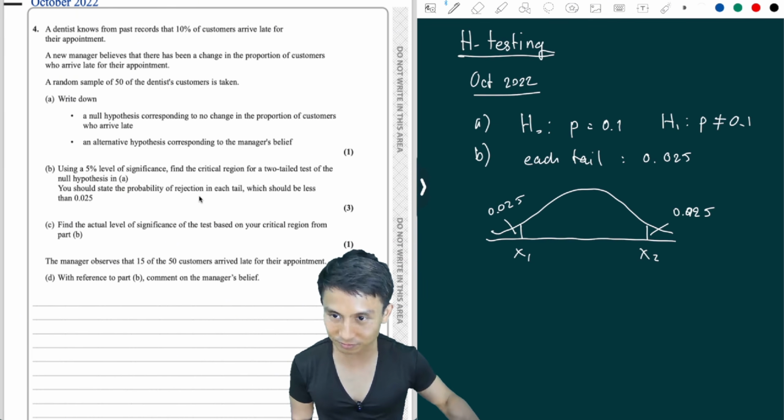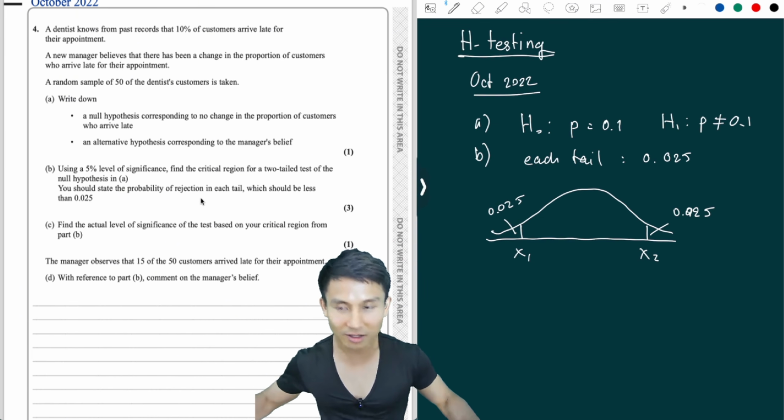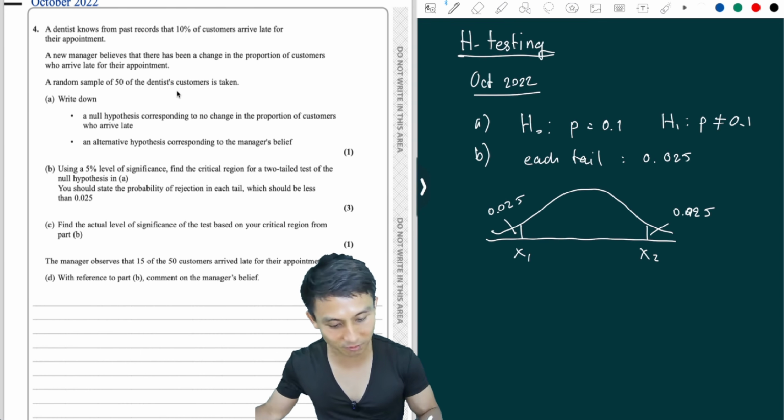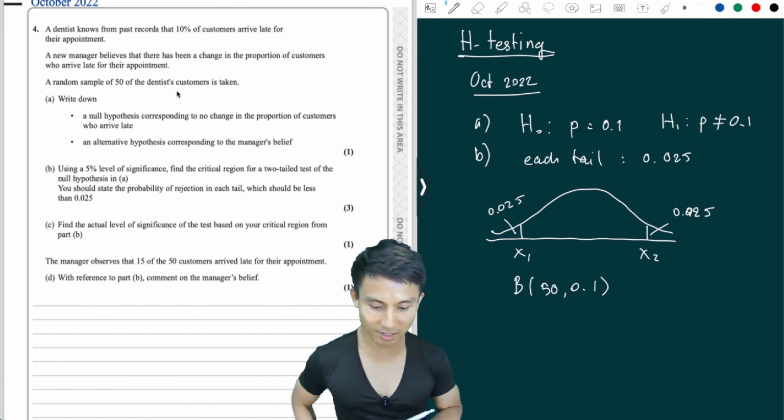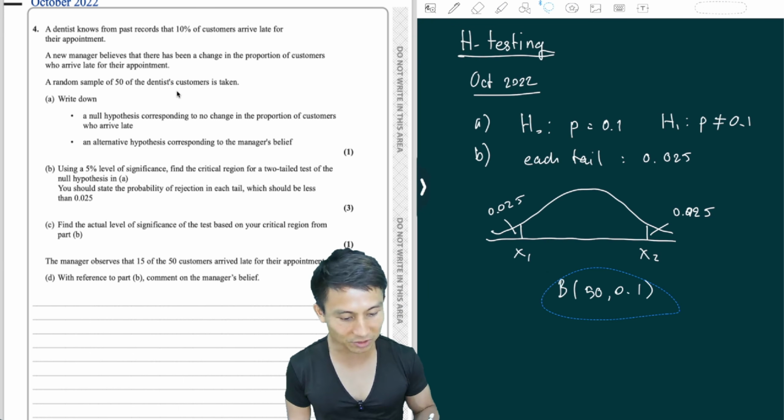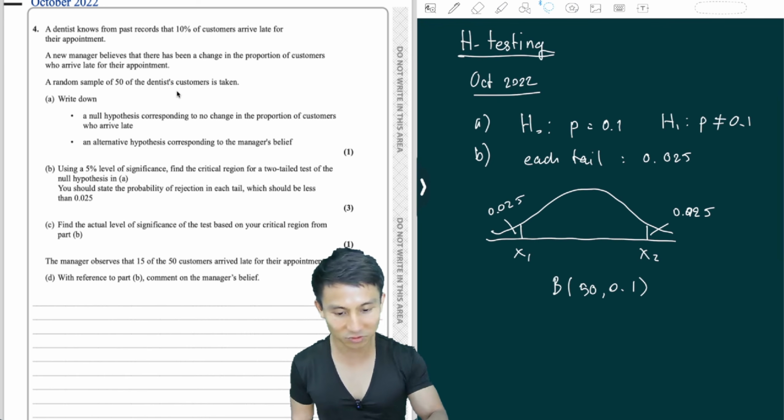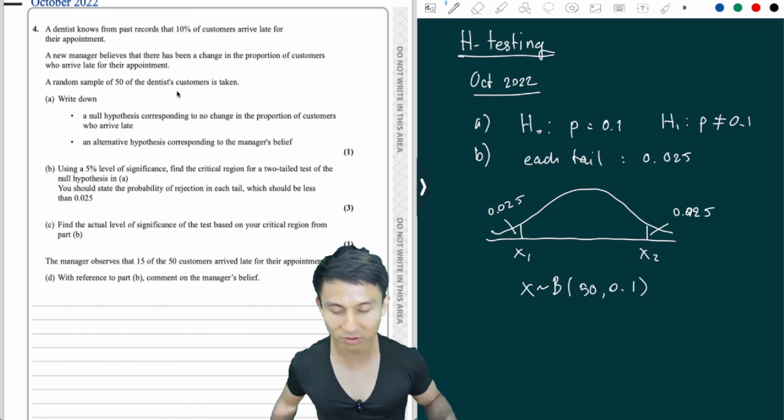Okay, now how do we do that? Of course, we're going to use binomial 50 and 0.1. So the best way is to use the table. Yeah, we should use the table here. I'm just going to do X modeled as that.